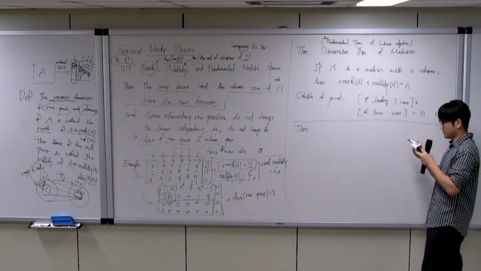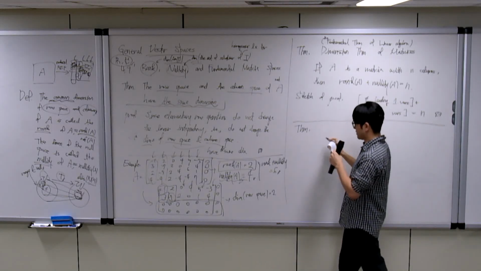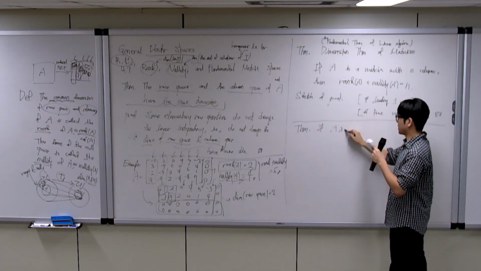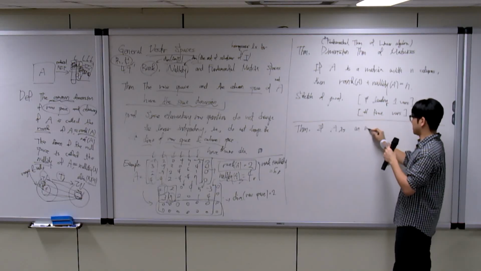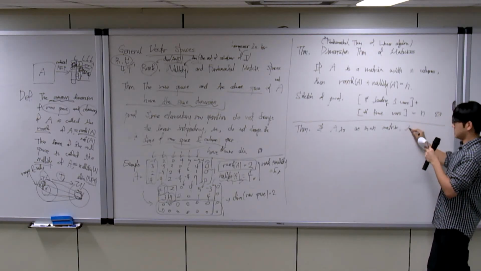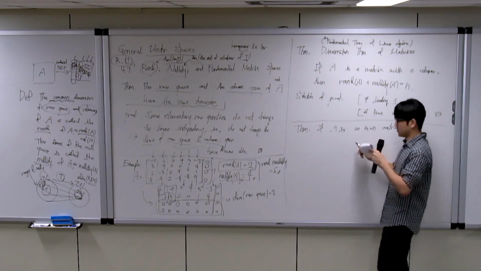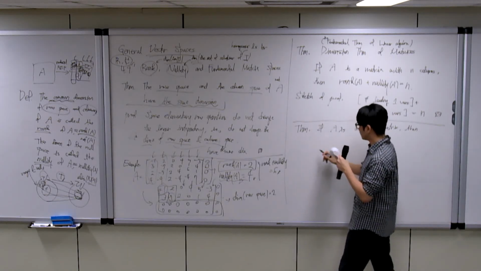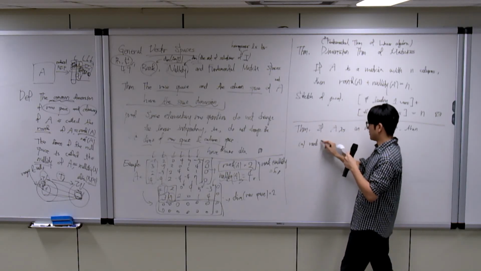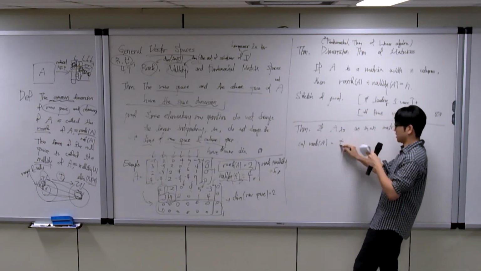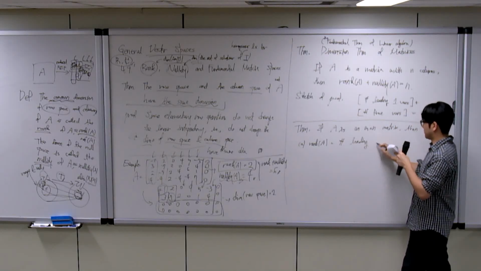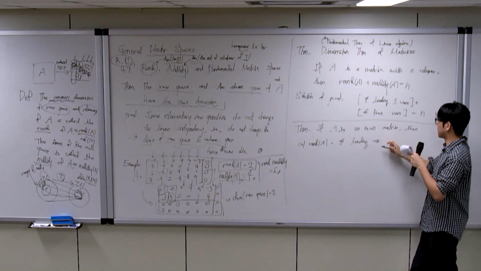And the next theorem is: let A be an n times n matrix. Then the rank of A is the same as the number of leading variables. Leading variables means the leading ones.